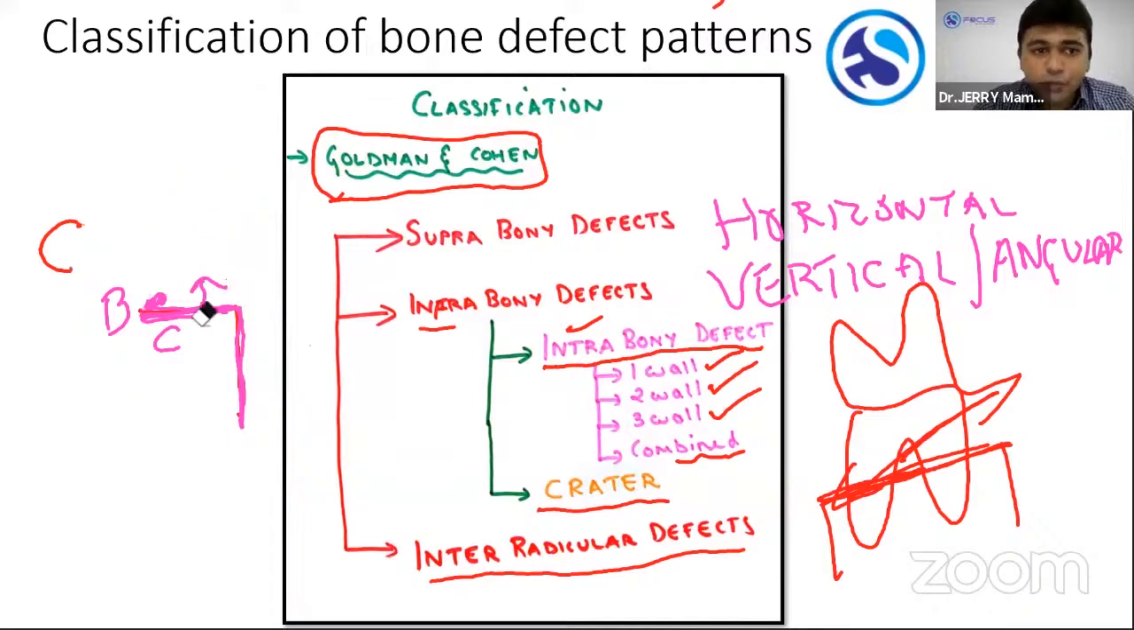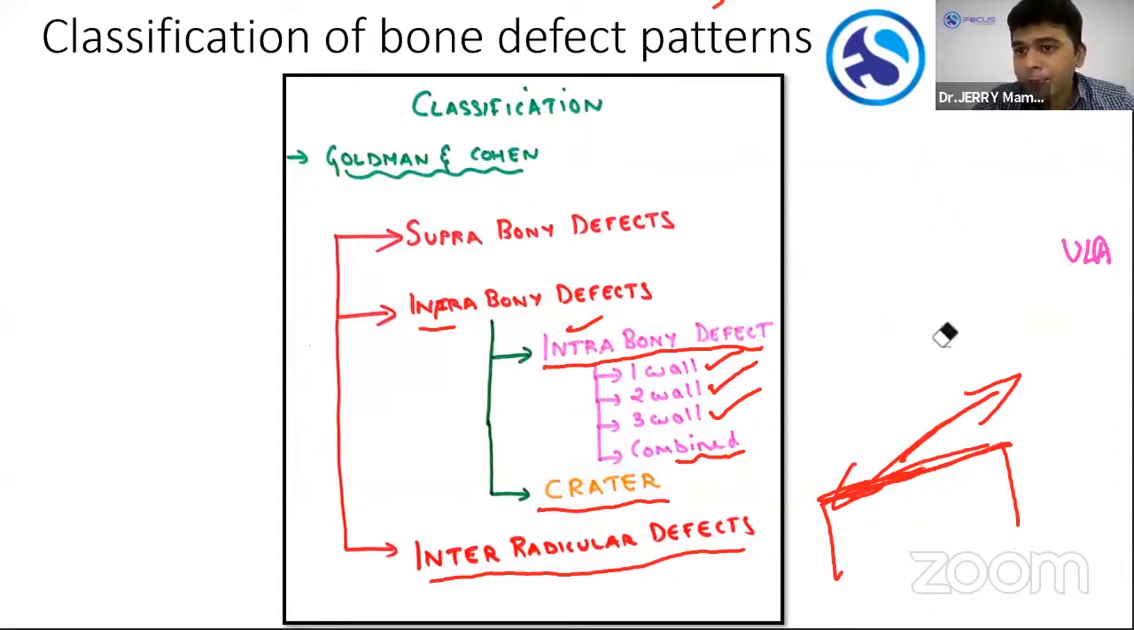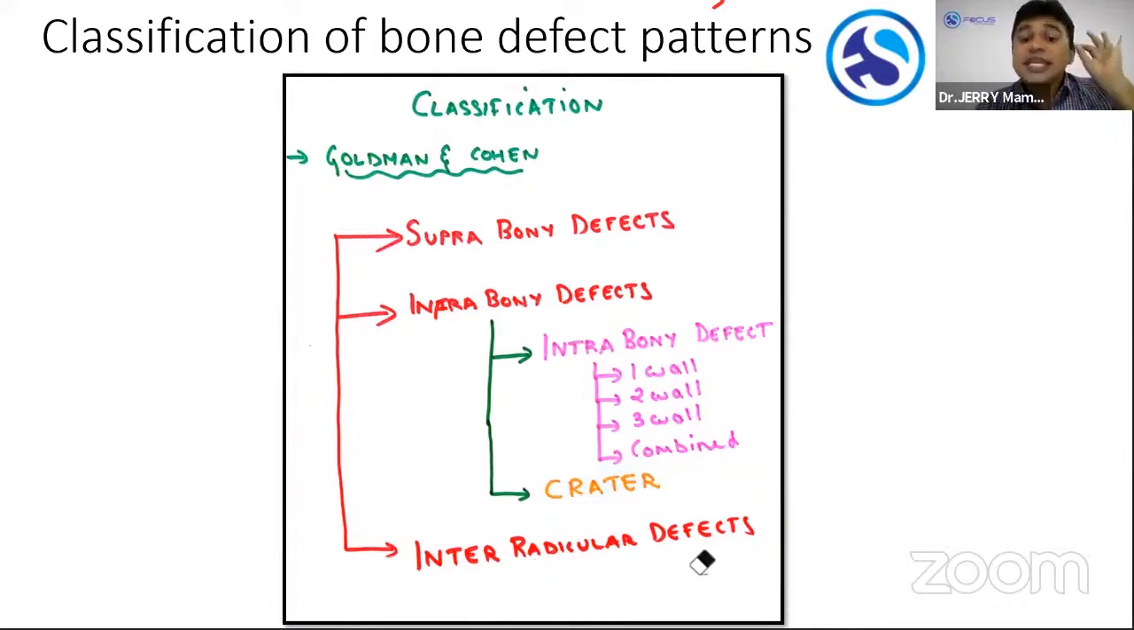This is first what you should get into your head. Now we will go into detail one by one, and how you differentiate among all of these. I hope the first major classification is clear. So what you need to know is supra-bony defect, infra-bony defect, and inter-radicular defect. Now we will see a clinical picture of all this.